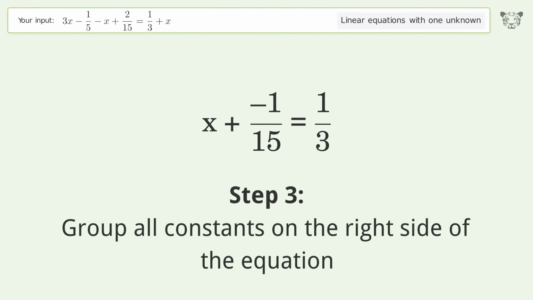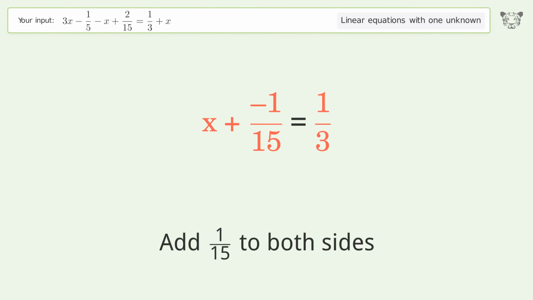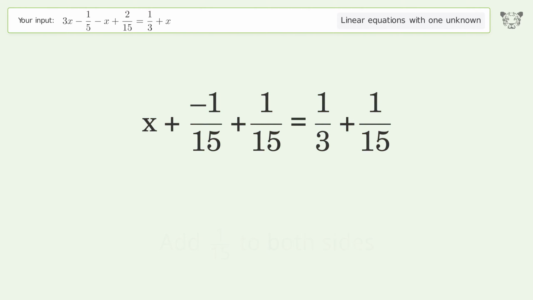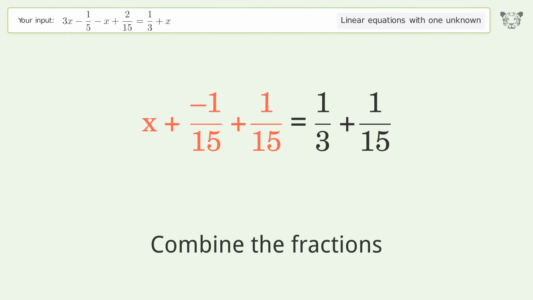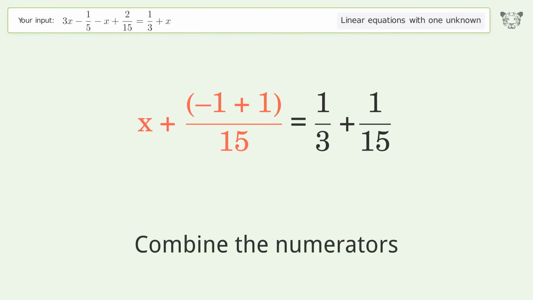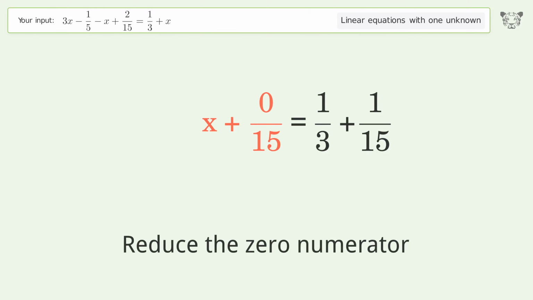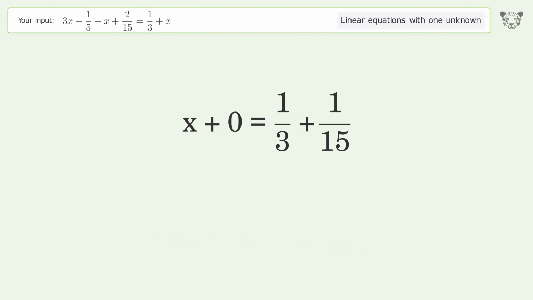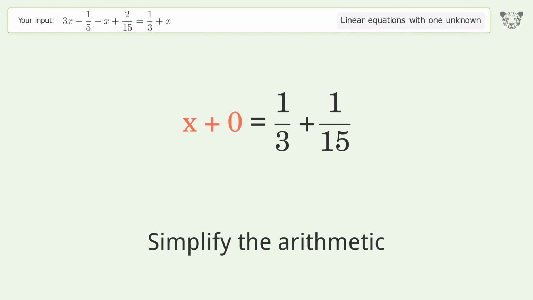Group all constants on the right side of the equation. Add 1 over 15 to both sides. Combine the fractions. Combine the numerators. Reduce the zero numerator. Simplify the arithmetic.